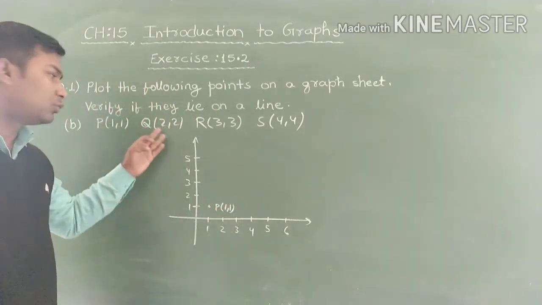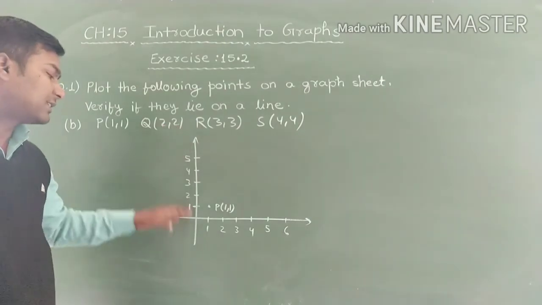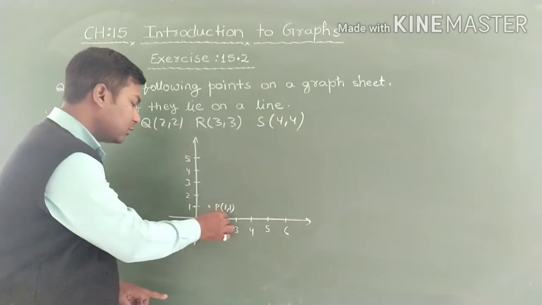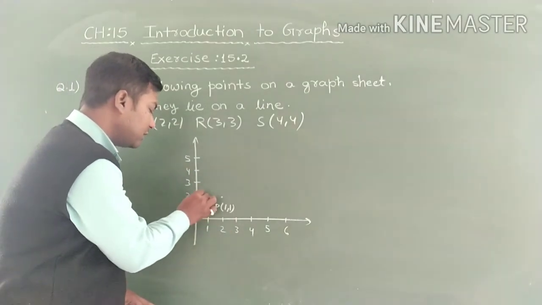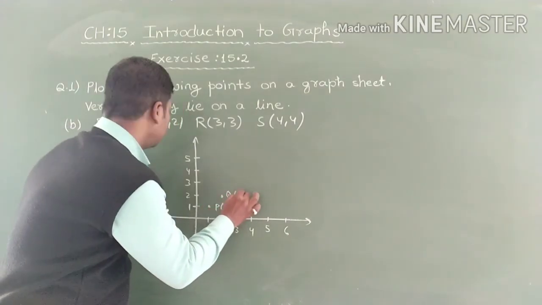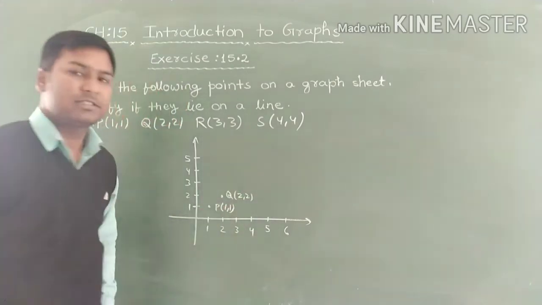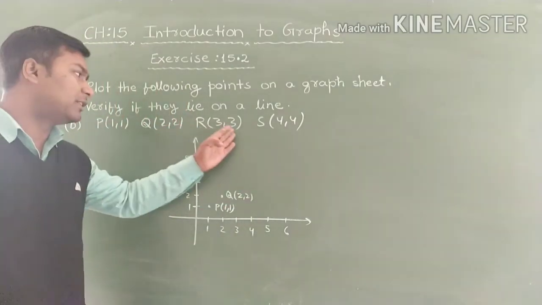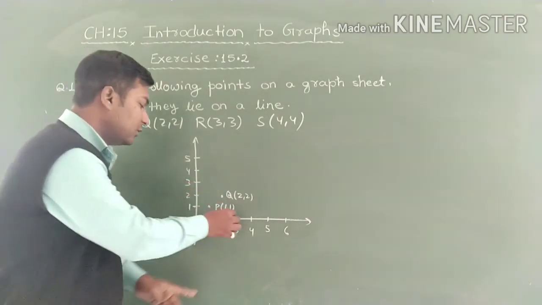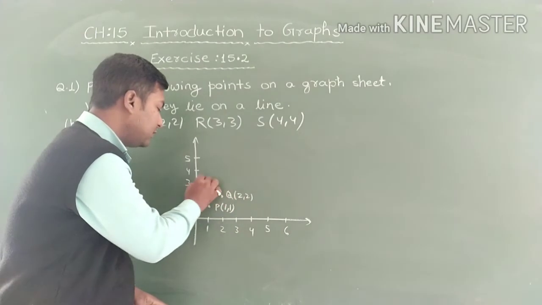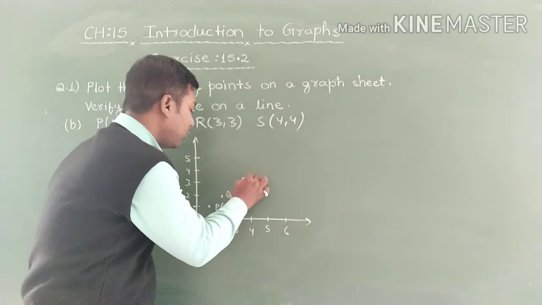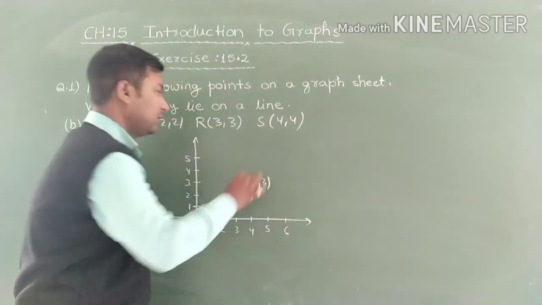Similarly, point Q 2, 2. So on the x-axis 2. So this point is 2, and on the y-axis also 2. So it goes up to the 2 point. This one is 2. Okay, so this point is point Q, that is 2, 2. Similarly, point R is given 3, 3. Now on the x-axis this is 3 and on the y-axis this is 3. So it goes up to this point, and this will be also 3. So this point is known as point R, that is 3, 3.